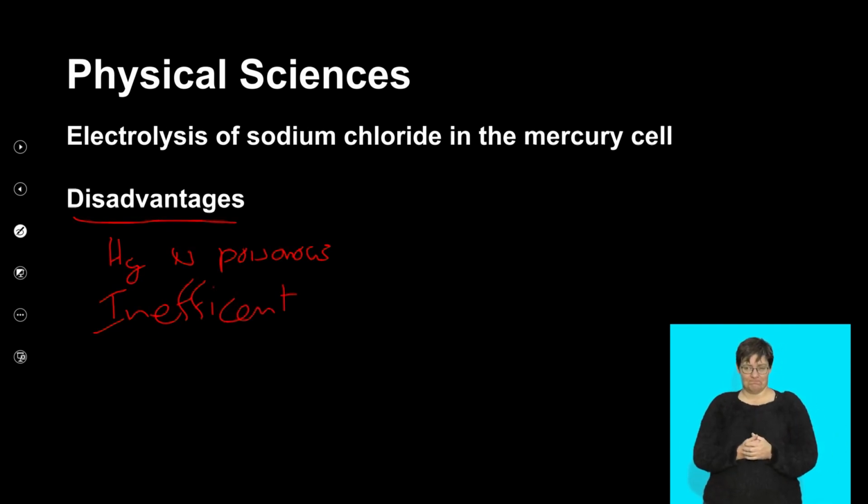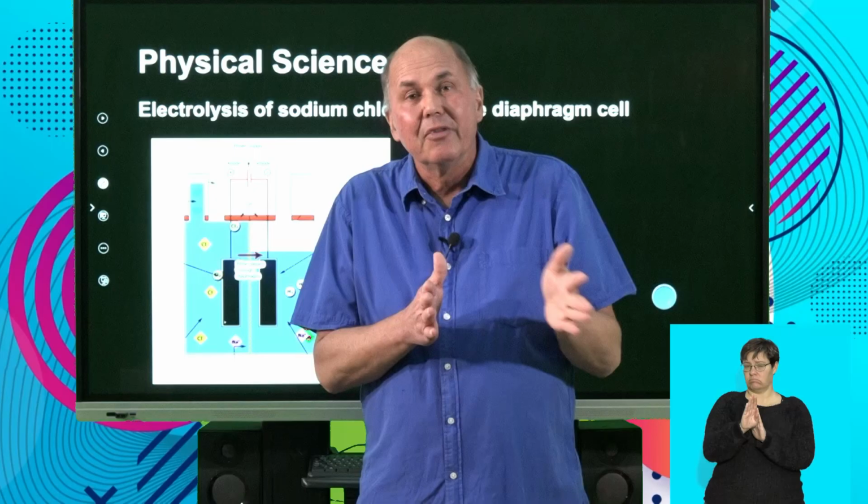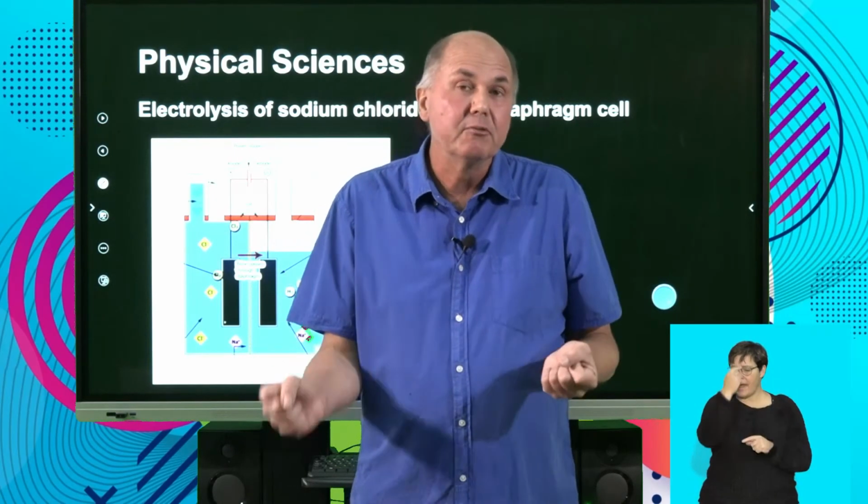Right, let's go and look at the next type of cell that we're dealing with. This was a little bit more advanced as people started to think about it a little bit better. How could we get rid of the mercury?